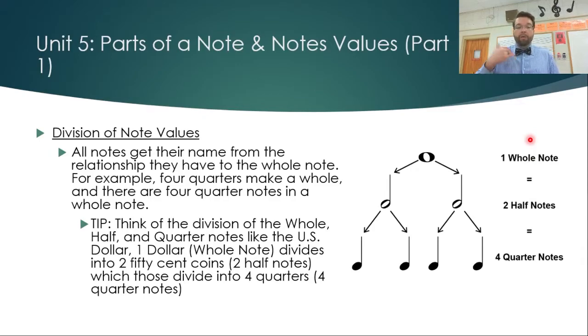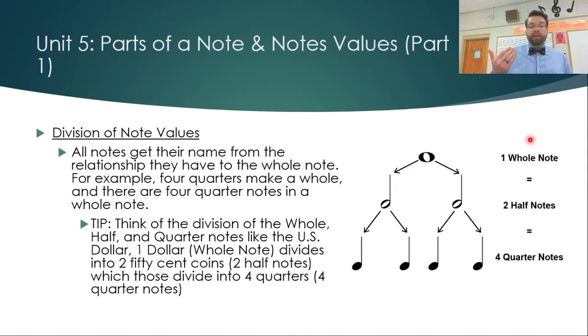Okay? All the notes get their names, as it says here in the text, from the relationship with the whole note. However it's related to the whole note, that determines what type of note name it gets. So 4 quarters make a whole. There's 4 quarters in a whole note.